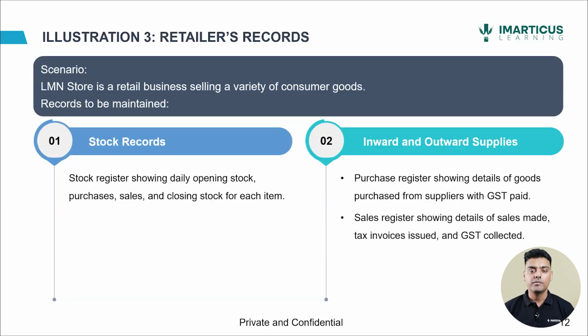In the next illustration, we look at a retailer. What are the records a retailer needs to maintain? First, stock records. A retailer needs to maintain proper records of all the goods purchased, all the goods which are sold, and all the current total inventory. They also need to have a proper record of inward and outward supplies. That means a proper purchase register for goods purchased and a proper sales register for the goods sold.